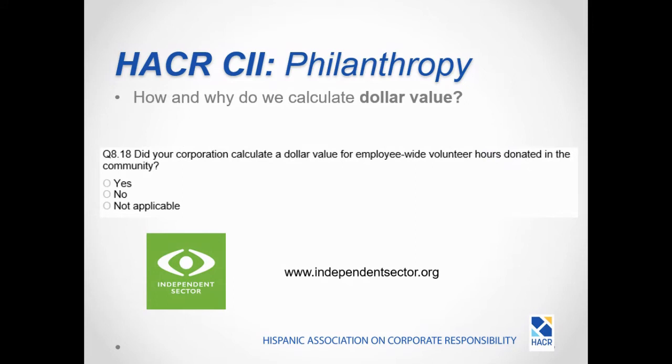Next, we are asked, how and why do we calculate the dollar value for volunteer hours? The how is pretty easy. What we do is we take the volunteer hours that you report to us every year, and we then go to Independent Sector, which calculates an average dollar value for the volunteer hours of any given year. And you would find that value by going to their website at www.independentsector.org. And we take that value and we multiply it times the hours that you reported.